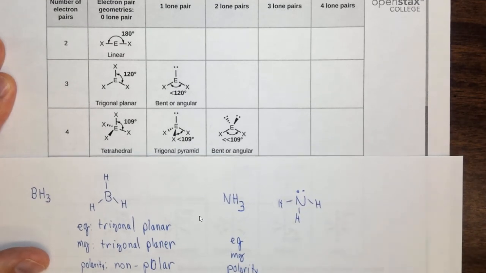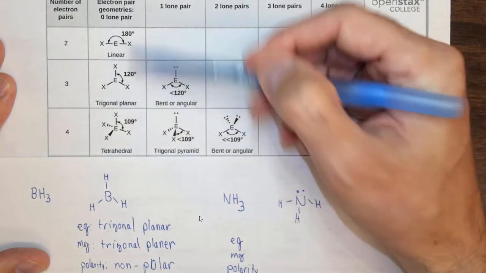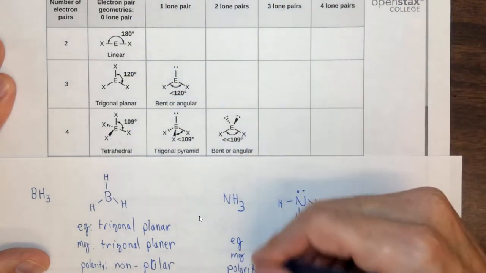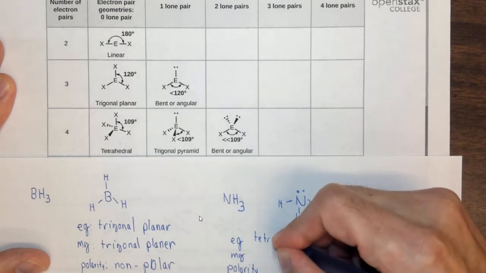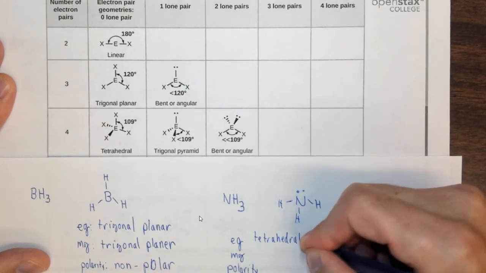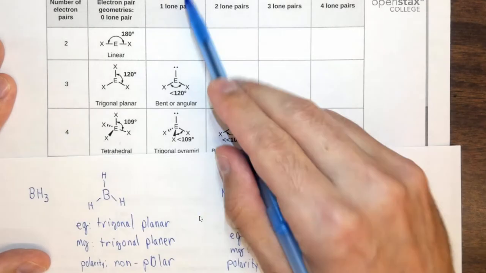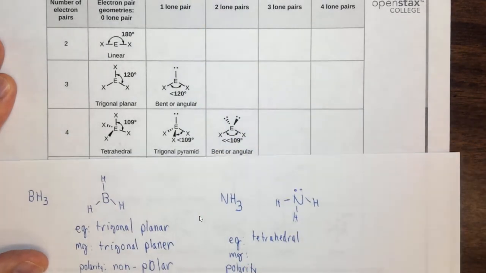In this case, we want to count the domain. Well, we have 1, 2, 3, 4 domains. Atoms and lone pairs count as domains. So I have 4 domains. 4 domains, again, the electron geometry always comes out of the first column. The electron geometry is tetrahedral. In this case, the molecular geometry is not the same, though, because one of those 4 domains is a lone pair. So you might call this 4-1 as a way to memorize it.